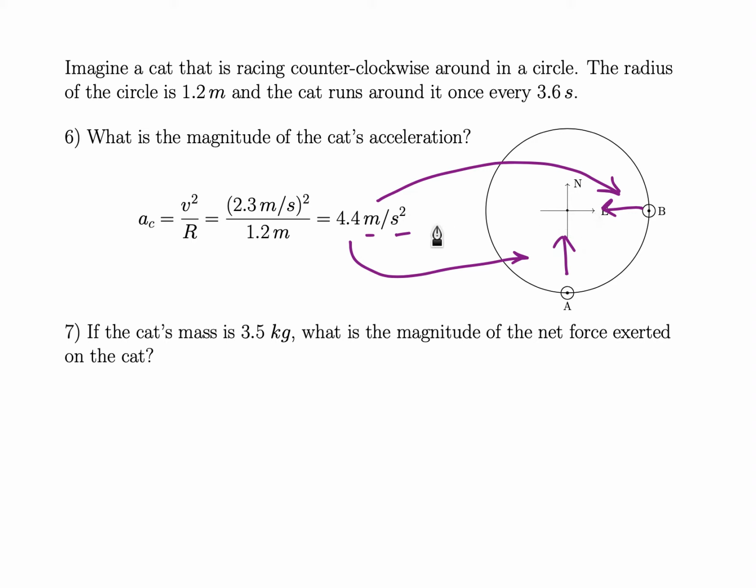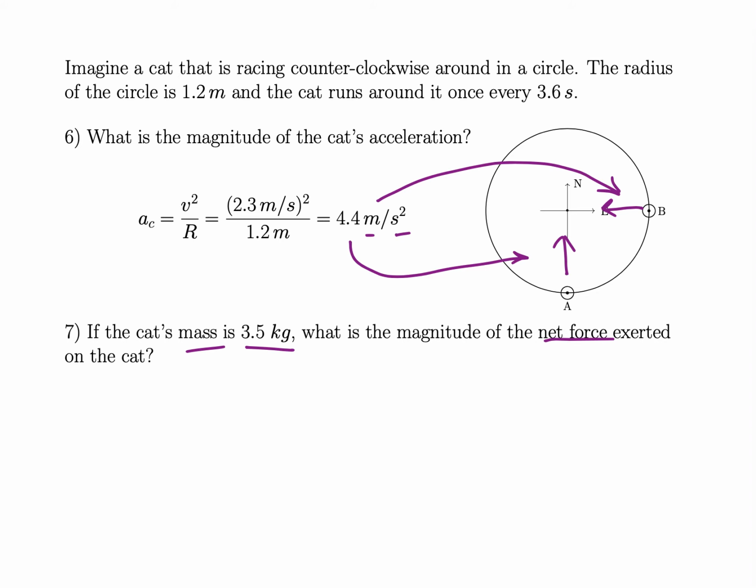All right, and then lastly, how does this connect up with Newton's second law? Well, if something is accelerating, then there has to be a net force exerted on the object. So suppose the cat had a mass of 3.5 kilograms. And we wanted to know what's the magnitude of the net force exerted on the cat. How much force does it take for the cat to run in a circle at this speed?